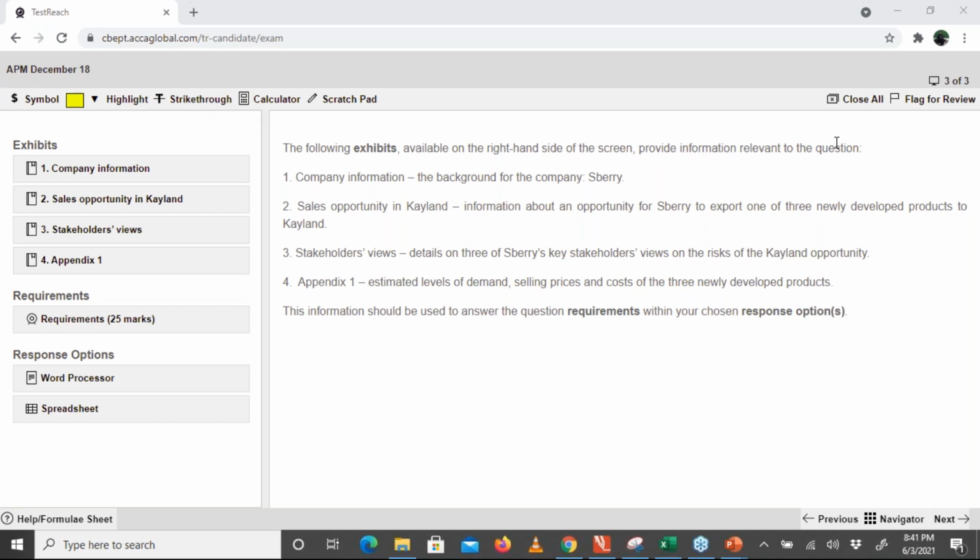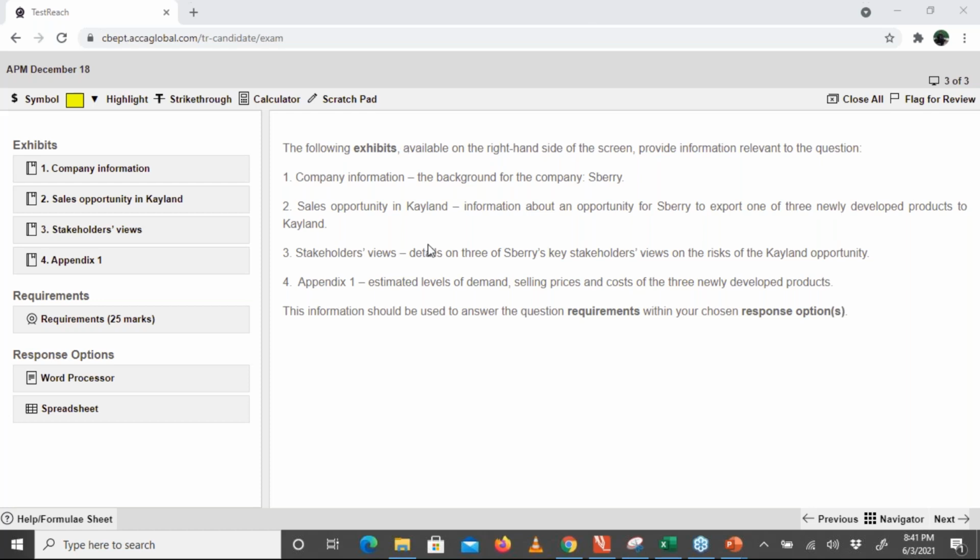Okay, so let's have a discussion about it. It says the following exhibits available on the right hand side of the screen. Again, they've made a mess; it's on the left hand side of the screen. They provide information relevant to the question. The company information is the background for the company Asbury. The sales opportunity in K-Land is information about an opportunity for Asbury to export one of the three newly developed products to K-Land. The stakeholder views give details on three of Asbury's key stakeholders on the risk of the K-Land opportunity.